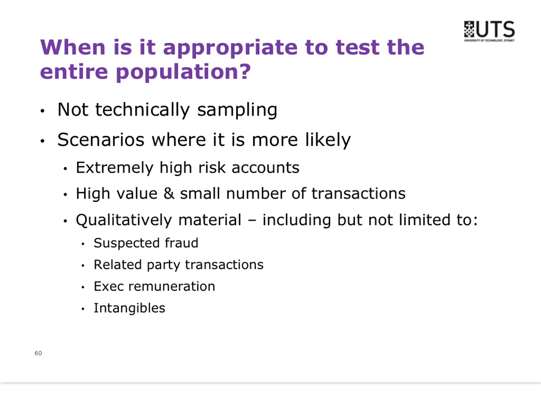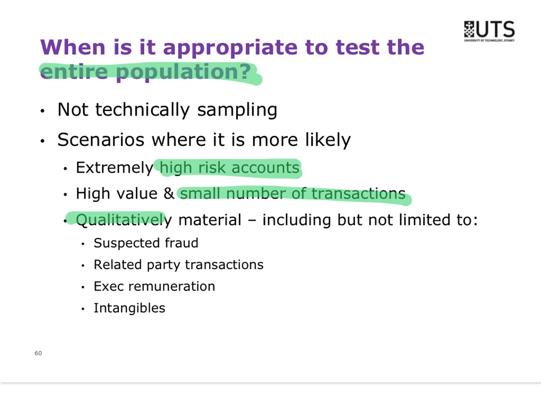Now, when is it appropriate to test the entire population? Sometimes it's not really sampling, but in some high-risk accounts, like intangible assets, you might want to look at everything. You might not want to select a sample of 1 or 2 out of 10. Also things where there are small numbers of transactions. If a company only has 5 transactions for something a year, don't worry about testing internal controls and then assessing the control risk, and then doing substantive testing. Just substantively test those 5 transactions.